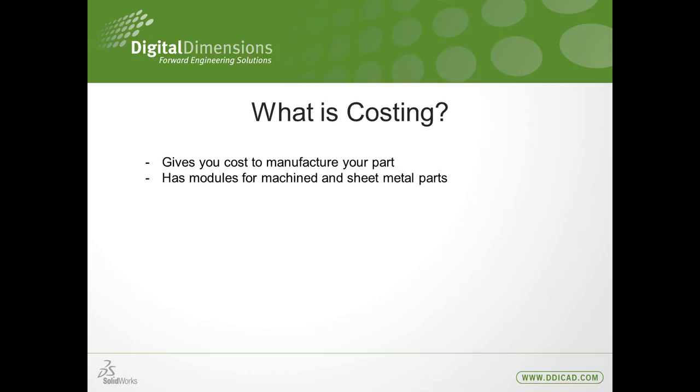what is costing? Well, just like the name implies, it gives you an idea of how much your parts are going to cost to make. And right now there are two modules, one for machined parts and one for sheet metal parts. And the way I look at this is there's really two perspectives that this is going to be taken from. One is from that of an engineer who does a lot of cost comparison and wants the big picture of their cost.